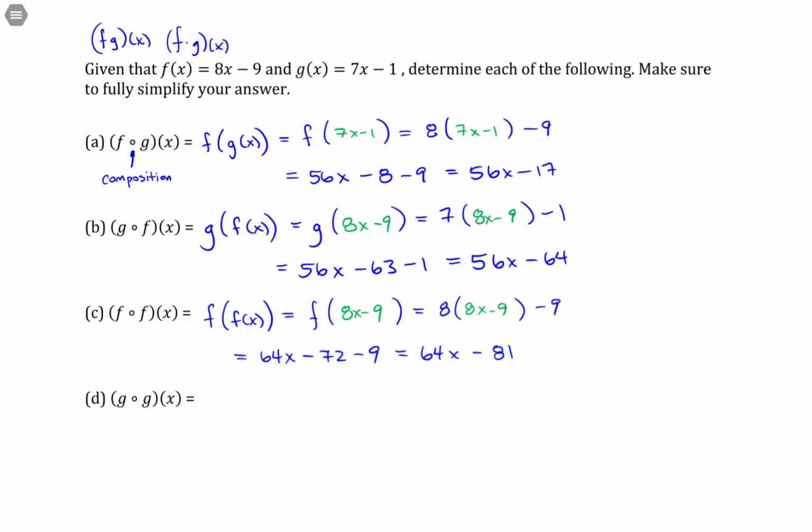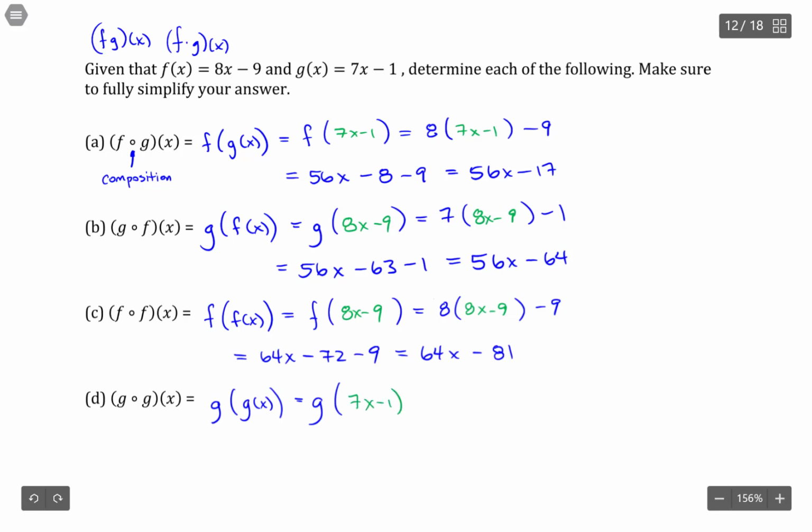Then g composed g of x would be g evaluated at the function g of x, or g evaluated at 7x minus 1, which is the function 7 times whatever I put in parentheses minus 1, and I'm putting 7x minus 1 into those parentheses. So I get 49x minus 7 minus 1, which is 49x minus 8.